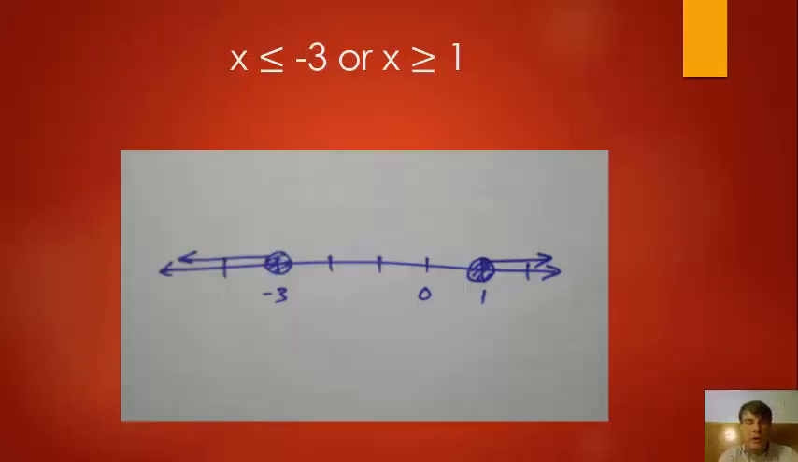So here's how you draw it. This is how you draw x is less than or equal to negative 3 and x is greater than or equal to 1. And again, because it's an OR combination, it's going to include both of them. I hope that was fairly painless.